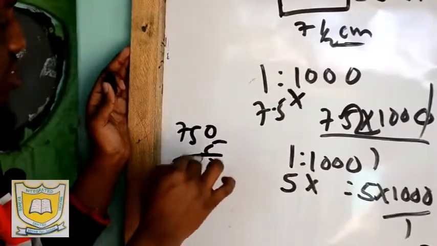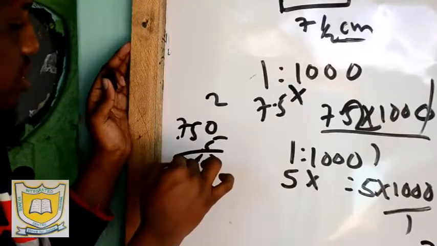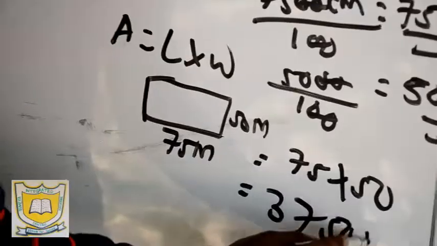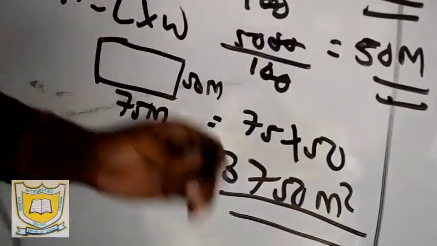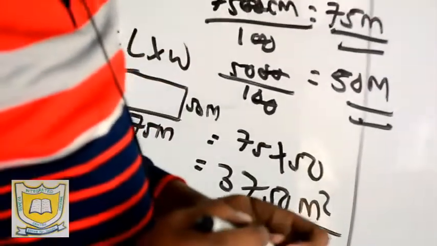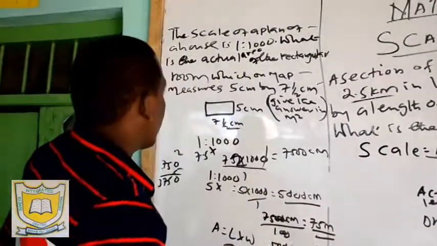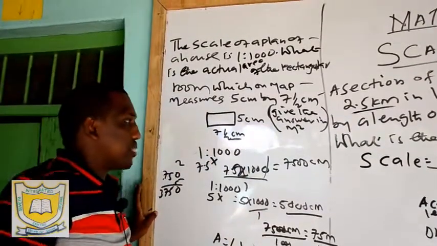0, 25 carry 2, 35, 36, 37. You will get 3,750 meters squared. The same way we did, I said you are told to give your answer in meters squared.